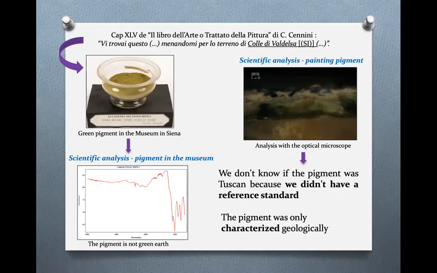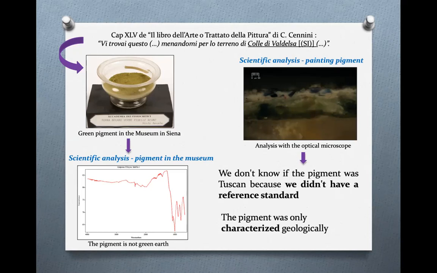In this book, this painter told that he found green earth in Tuscany, in a specific city called Siena. So I read this news, and I did research in the museums in Siena, and I found a sample of green pigment in a museum in Siena. So I analyzed this pigment with scientific analysis, and I found that this pigment was not green earth, but another kind of green pigment.